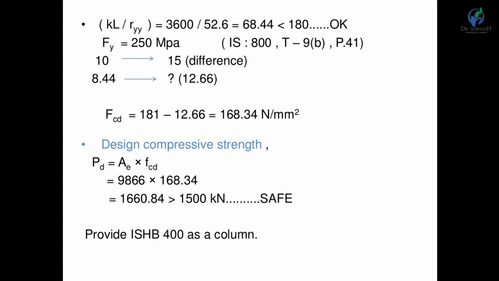And the last step, design compressive strength, PD. So PD is equal to A into FCD. Area effective is known, and FCD we found. So PD is 1660.84 kilonewton, greater than our actual data, it means 1500 kilonewton. It means our trial section resists 1660.84 kilonewton. We require 1500 kilonewton. So our section is safe in resisting the load.